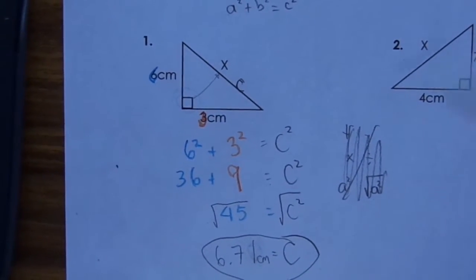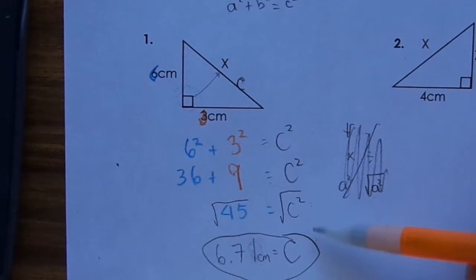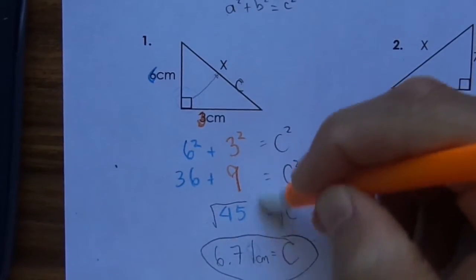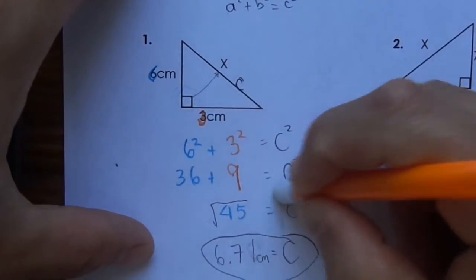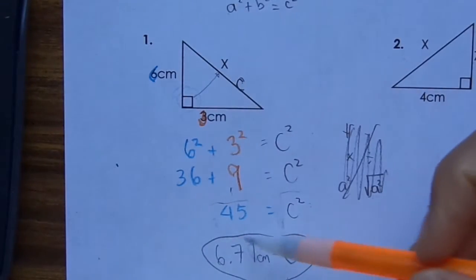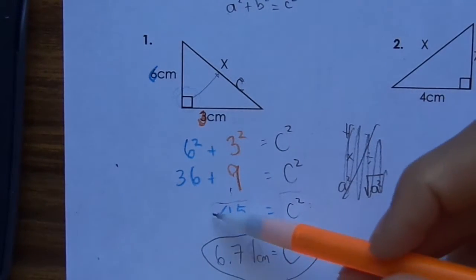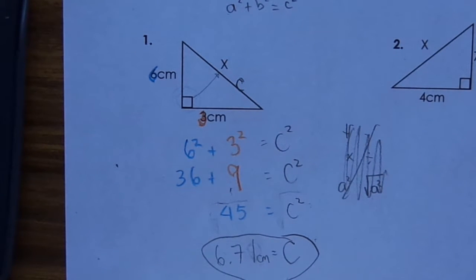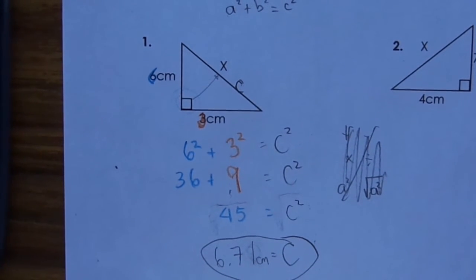Now, if you got a little confused here, don't worry about it. Just think of it this way. Once you get to c squared equals 45, just know you need to now do the square root of 45 to get the answer. That's it. Now there will be a video that immediately follows this that gives you another example on this sheet.